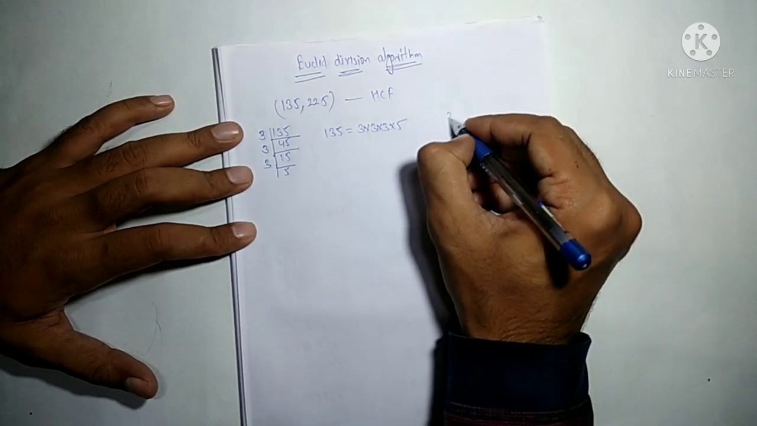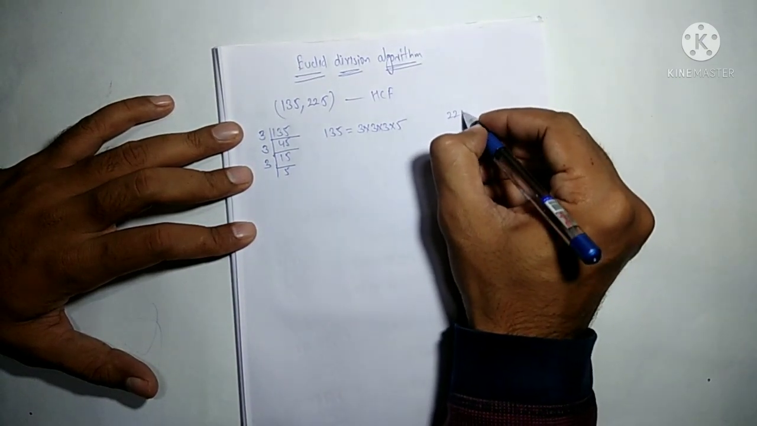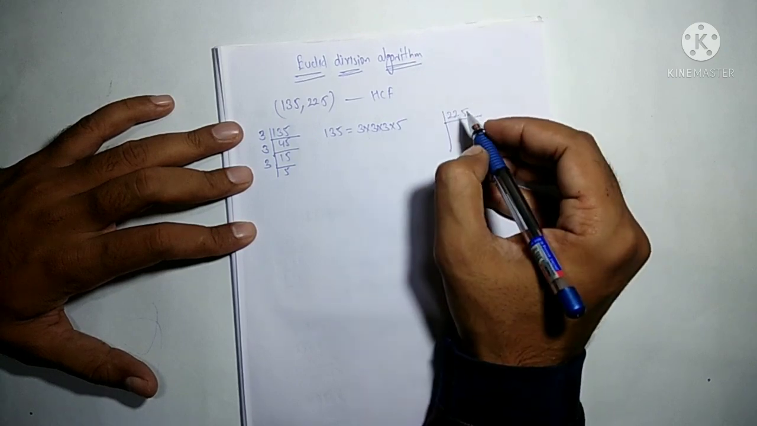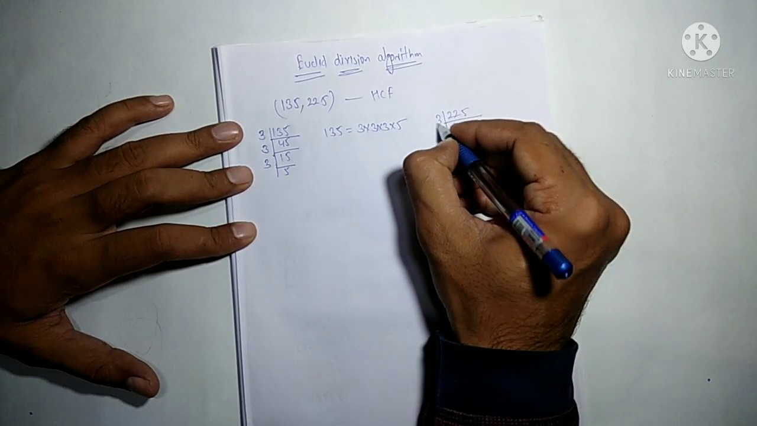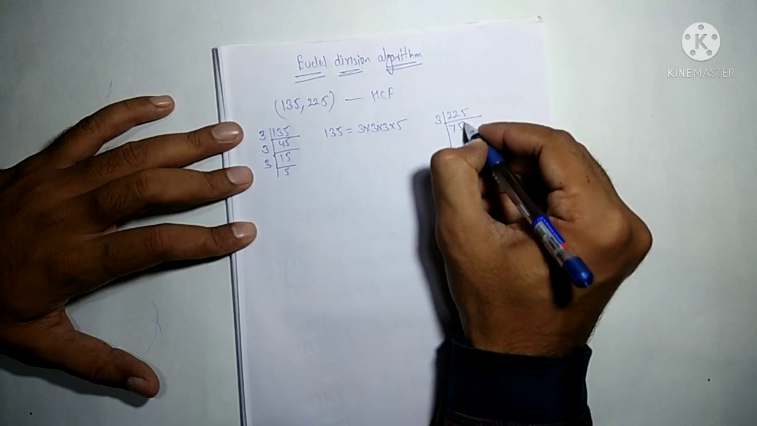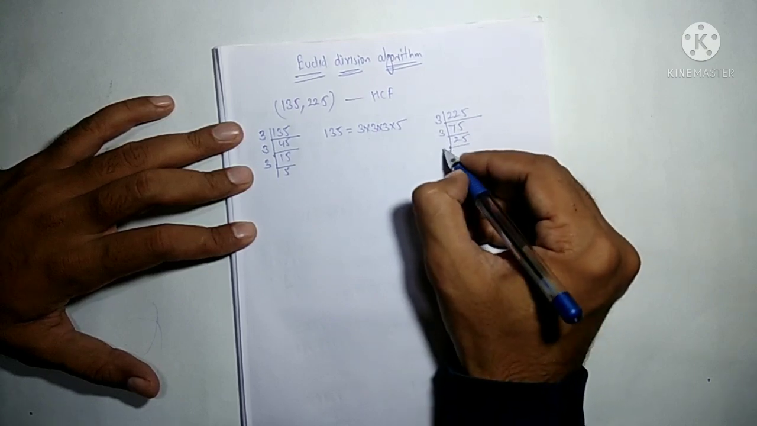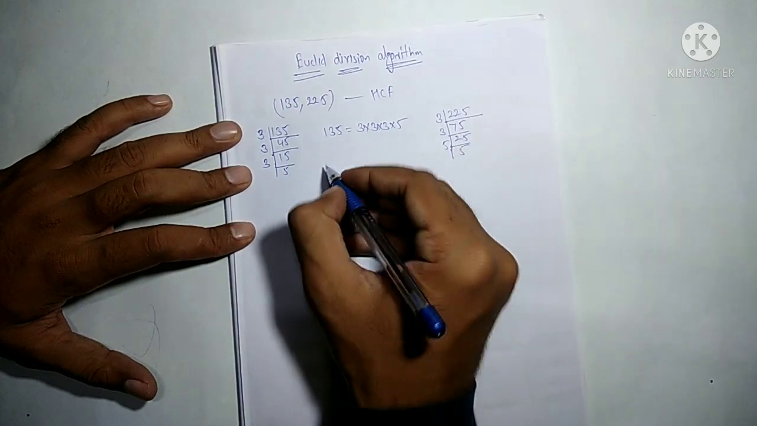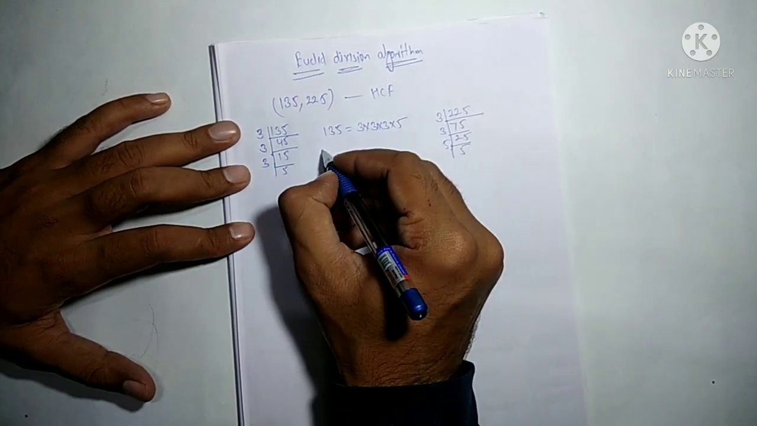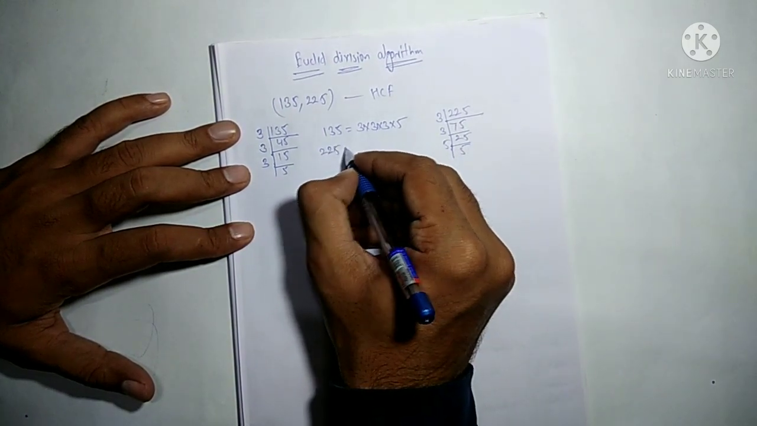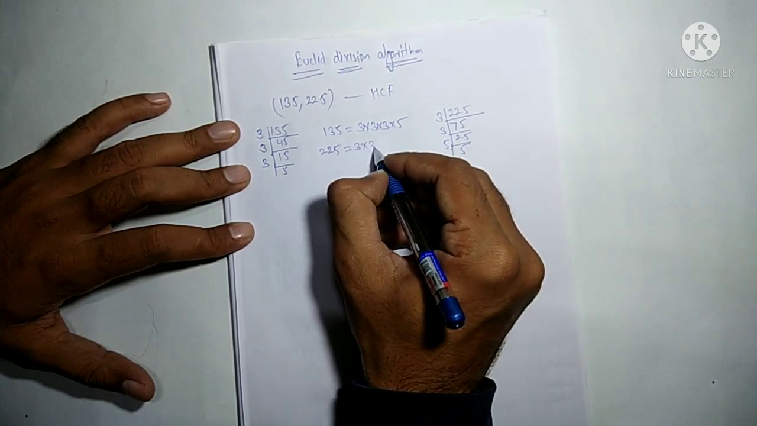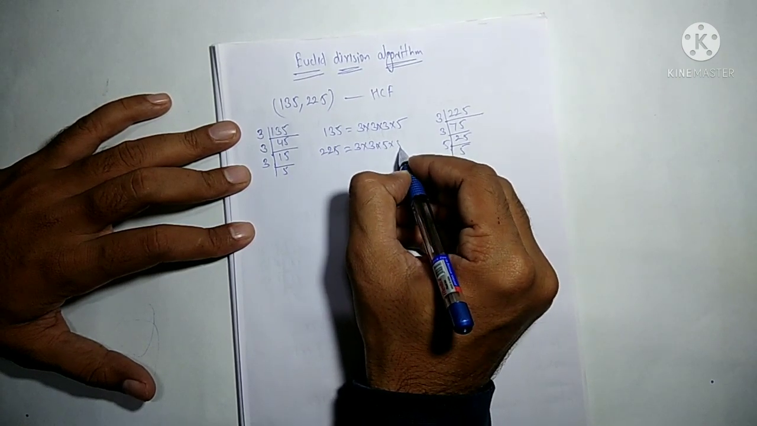Now, the same method applies for 225. What is the lowest value? 3. 3 into 75 is 225. 3 into 25 is 75. 5 into 5 is 25. Now, what is the prime factorization of 225? 3 into 3 into 5 into 5.